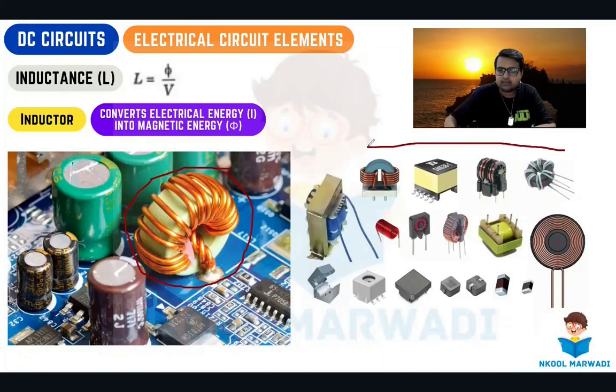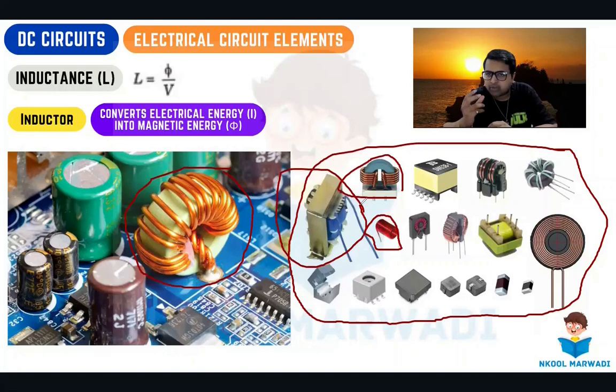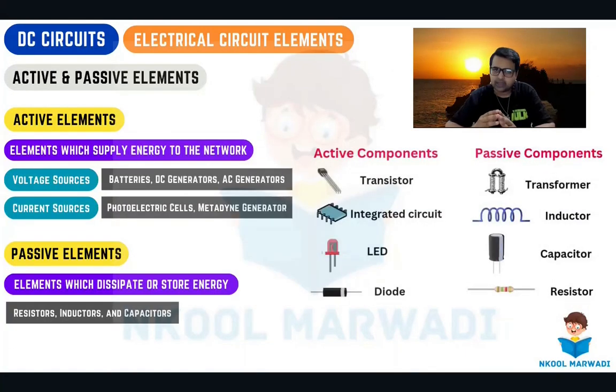And these are some inductors which you can see in circuits. So this, you might have definitely seen. So this and this and this, you might also have seen. We have transformers, we have generators in circuits. So they use inductors in them. Until now, we have studied resistors, capacitors, and inductors as electrical circuit elements in DC circuits.